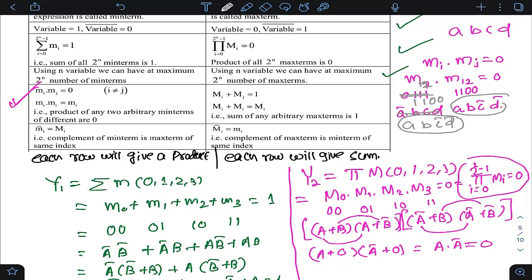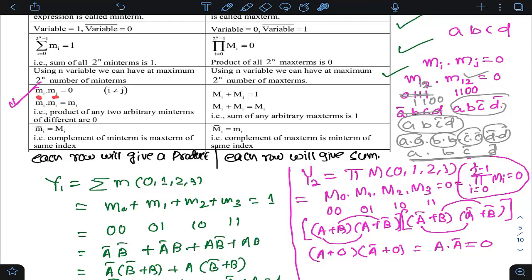If you write it by rearranging, you get A dot A, B dot B, C bar dot C bar, D bar dot D bar. A dot A is A, B dot B is B, C bar dot C bar is C bar, D bar dot D bar is D bar. So what is A B C bar D bar? It is nothing but again minterm 12 only. So minterm 12 ANDed with minterm 12 is equal to minterm 12. That is why it is written here: minterm i ANDed with minterm i is minterm i. That means if i and j are of the same index, you again get the same minterm.